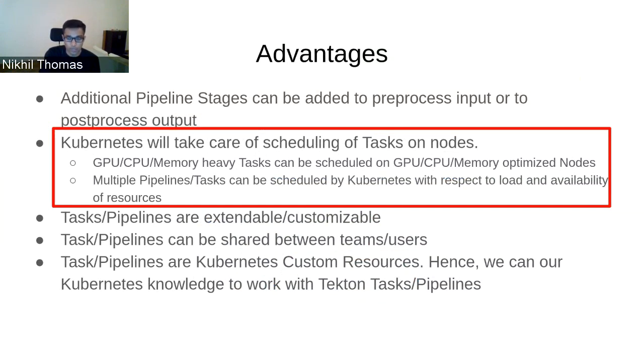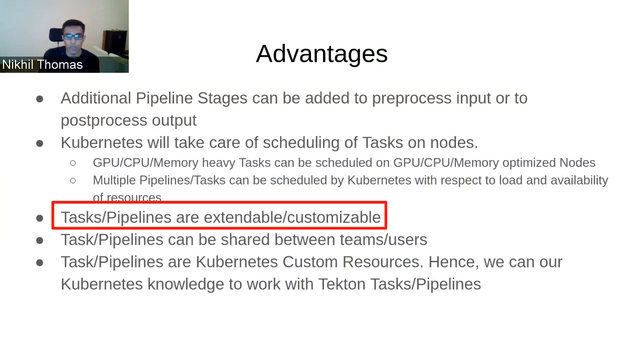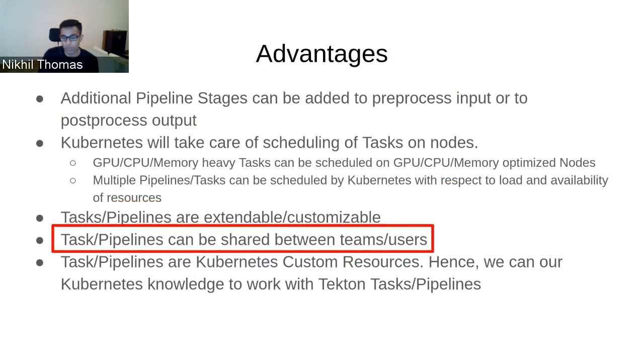Let's say that I have a task which has heavy GPU or CPU requirement, and then I can let Kubernetes schedule those tasks on a CPU optimized or GPU optimized node. And if I want to run the same pipeline on different data sources, I can run them in parallel, and Kubernetes will schedule the task or pipeline with respect to the availability of resources. Tasks and pipelines are extendable and customizable, and pipelines can be shared between teams and users.